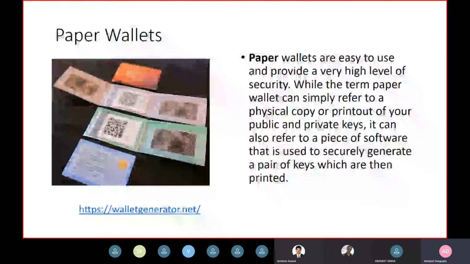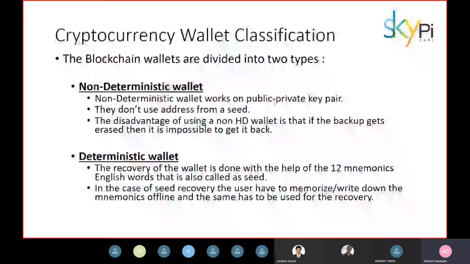So what we are going to see next is cryptocurrency wallet classifications. We saw different types of cryptocurrency wallets, but these cryptocurrency wallets, specifically the digital, software-based wallets, can be classified into two types. One is called a non-deterministic wallet, and the other is called a deterministic wallet.